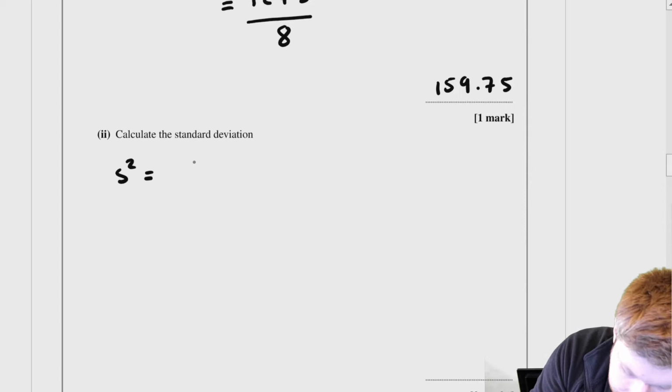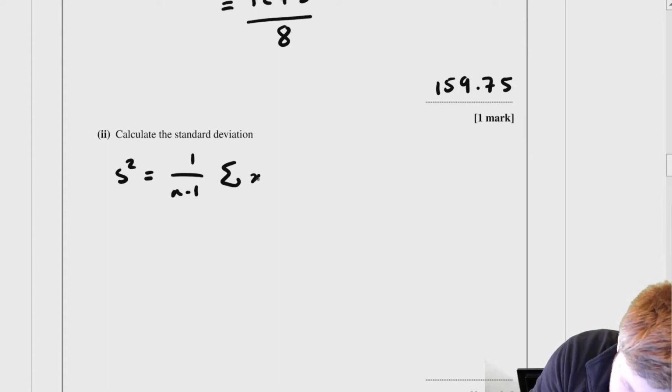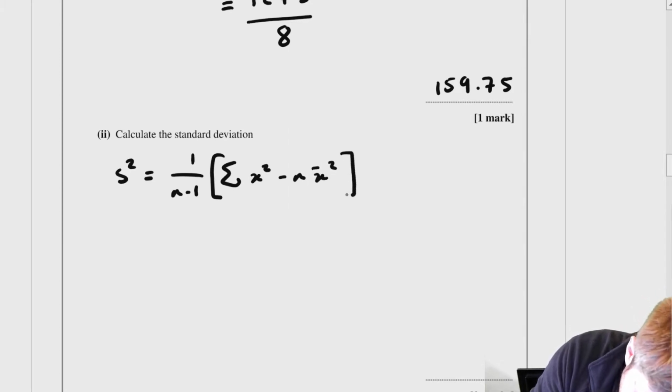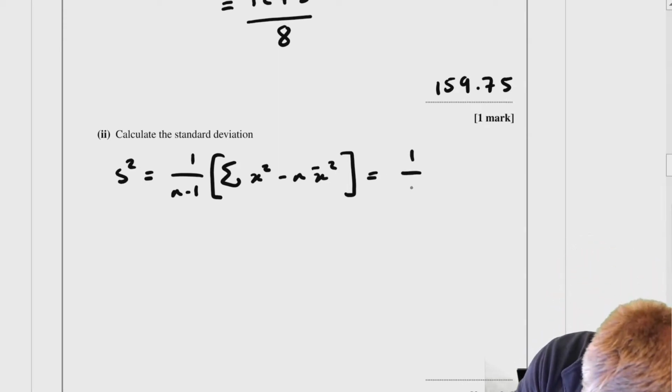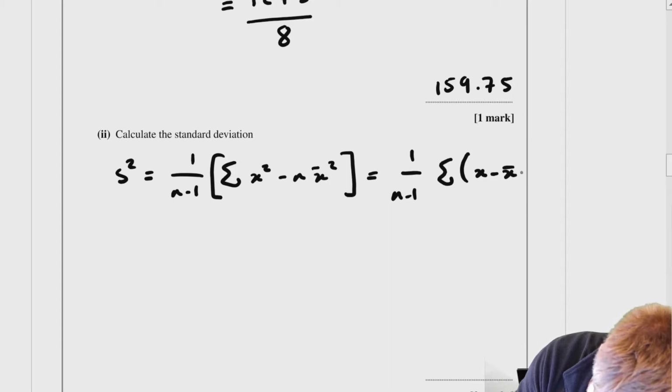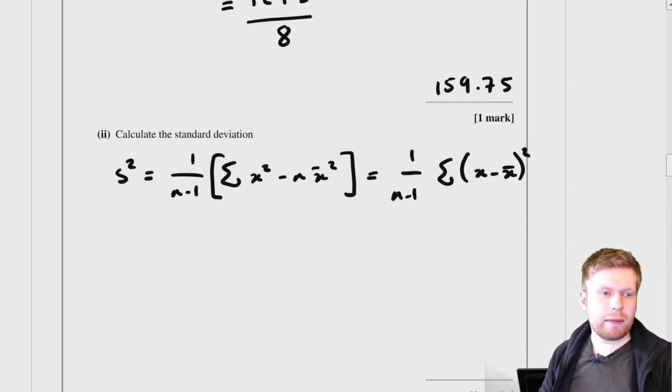So in order to calculate variance, a couple of different formulas. I'm going to go for 1 over n minus 1 times the sum of, well, I'm going to square all my values, okay? Then I'm going to take away n lots of the mean squared. I'm going to go for this version of the formula over the other version of the formula, which remember is 1 over n minus 1 times the sum of x minus x bar, all squared. Of course, when I say x, I actually mean xi, okay?